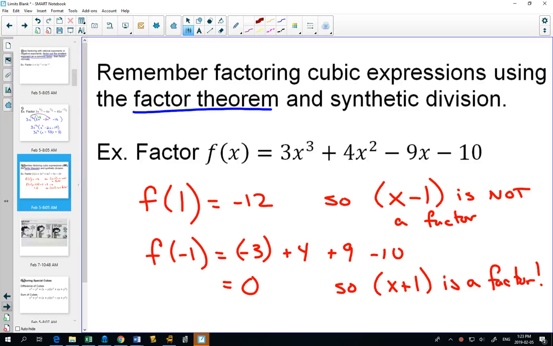The numbers that I tried, like you might say, Mr. JR, why did you try 1 and then negative 1? Whatever numbers you try have to be factors of negative 10, the last number. Because if something is a factor, all of those last numbers would get multiplied to equal that negative 10 in the end.